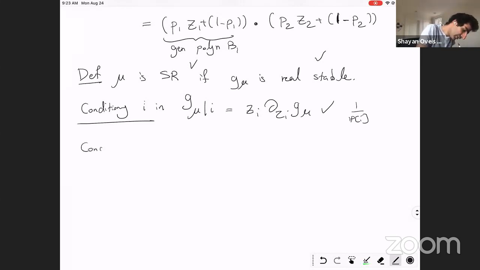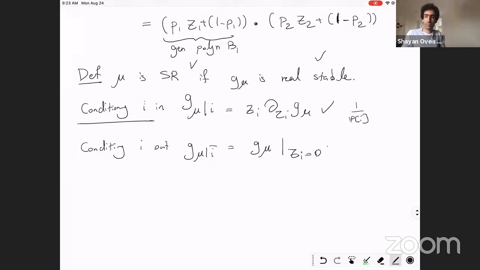Another operation is conditioning out. So you condition on I bar, right? You condition on not having element I. What does this do to a polynomial? It's exactly equal to G of mu where you set zi equal to 0. So you kill off every monomial that does have zi. You only keep monomials that do not have zi. And again, we said that by specializing a real stable polynomial to a real number, you still get a real stable polynomial. So again, strong Rayleigh distributions are closed under such a thing as well. So they're closed under conditioning in or out.